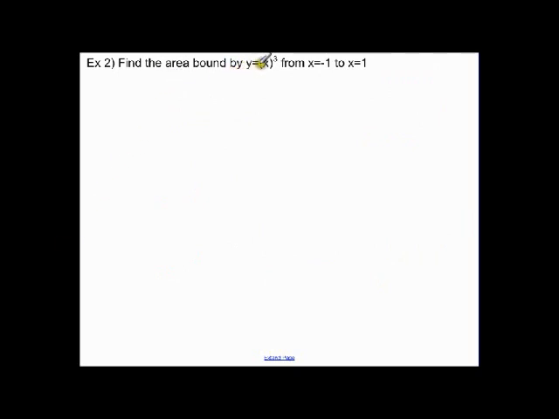So find the area bound by y equals x cubed from -1 to 1. Okay, so again, let's picture what that looks like. There's my x-axis, there's my y-axis, and this function, remember, x cubed just looks like that. Now we want to go from -1 to 1, and we'll shade in all that area. So this is the area bound by this curve.